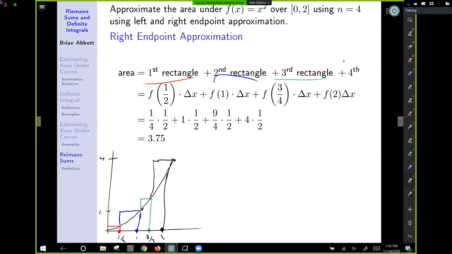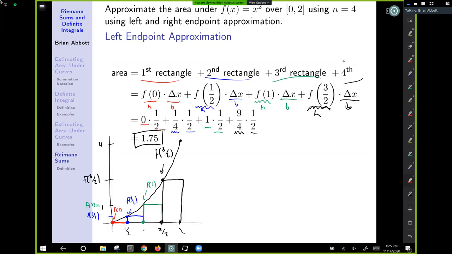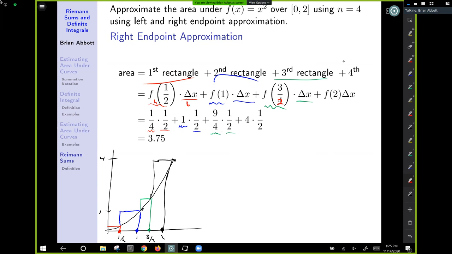Okay, so our base is always flat. So the first rectangle has a base of 1/2 and a height of f of 1/2, which is 1/4. The base times the height is the base times the height, f evaluated at 1. And the base delta x times the height, f of 3/2, gives us the base of 1/2, and f of 3/2 is 9/4. There's a typo there. Supposed to be 1/2. And I bet you that's a typo on the other slide too. Nope, just this one. Okay, fixed it.